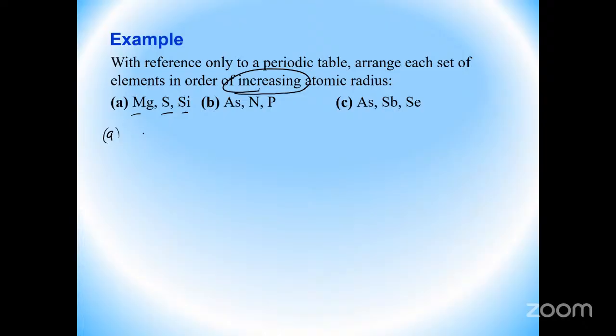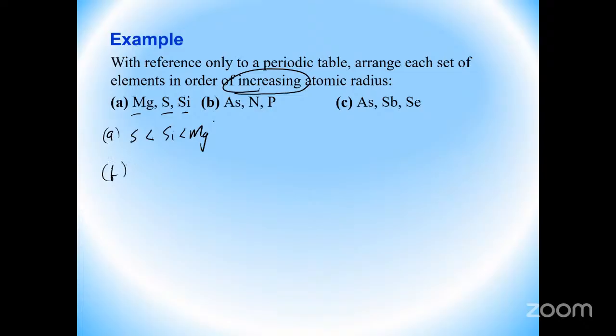Not magnesium, sulfur. Sulfur would be the smallest because sulfur is to the extreme right. Which would be the next in line? Silicon, and then magnesium, right? So that would be the answer for A, okay?